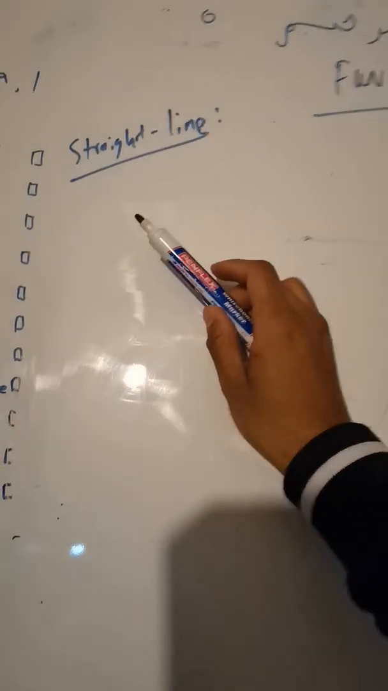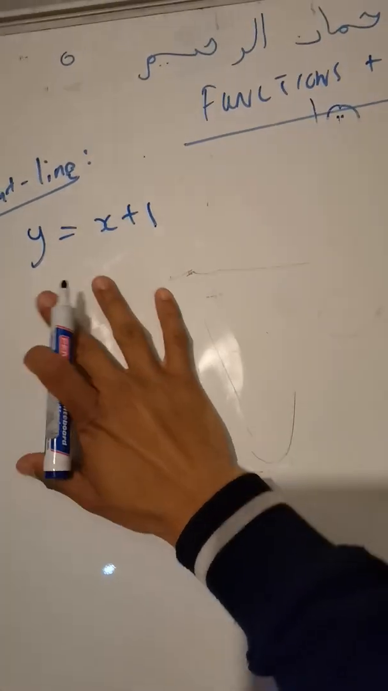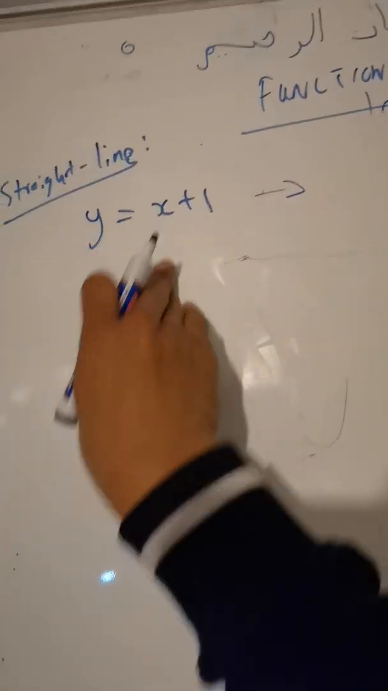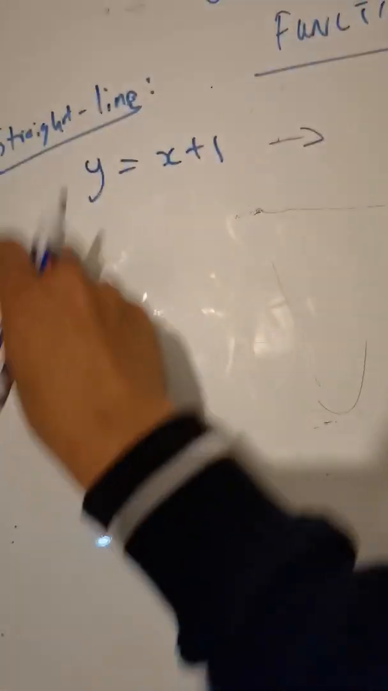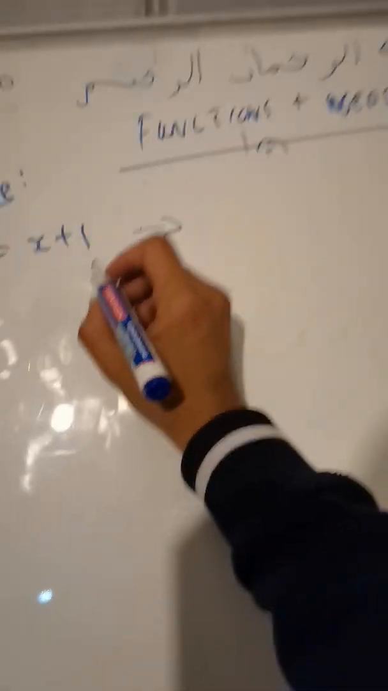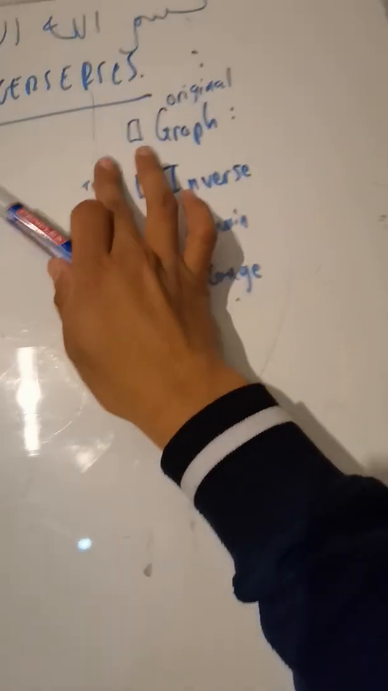So basically, if you look at a straight line graph for inverses, let's say, for example, we have a graph of y is equal to x plus 1. The equation of the inverse is that you just invert the x and y: you put the x where the y is, and you put the y where the x is.